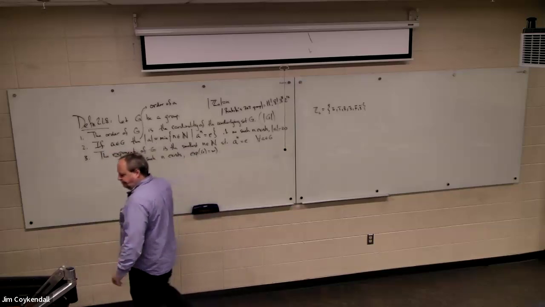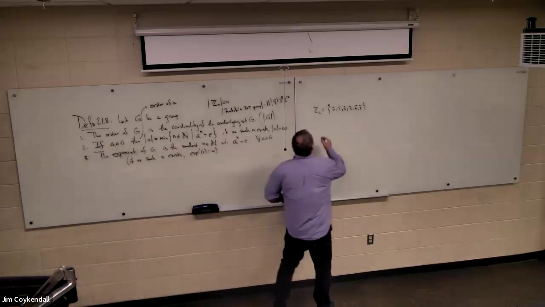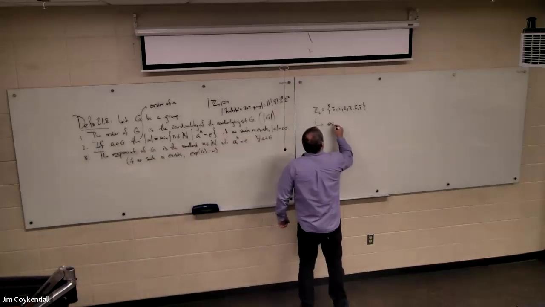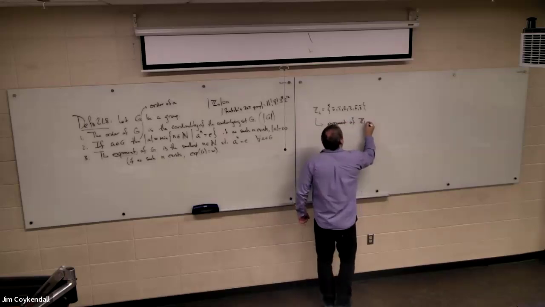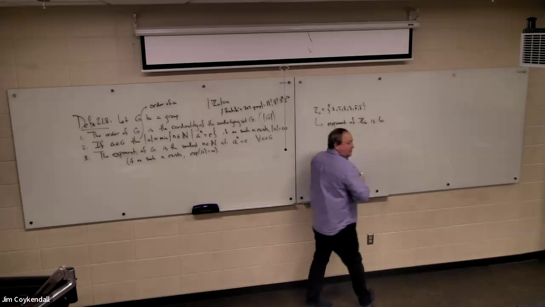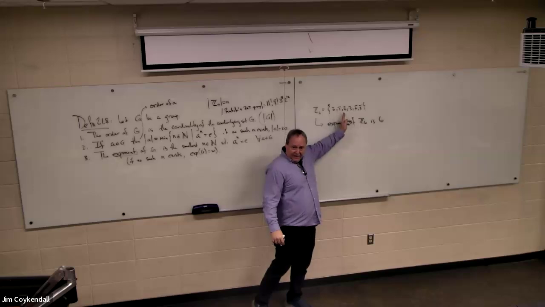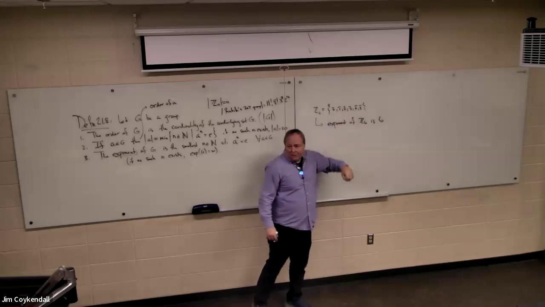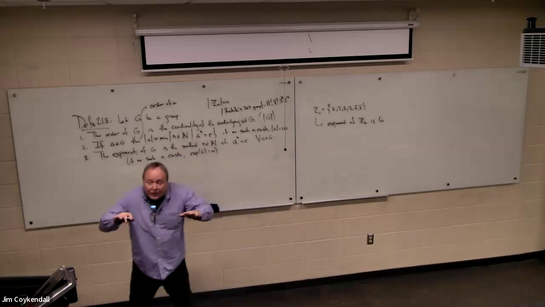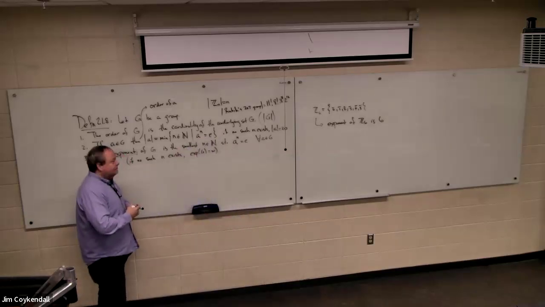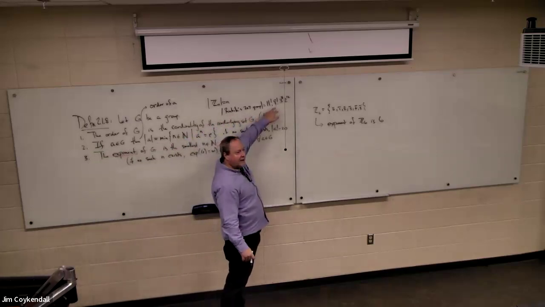Here, the exponent of this group is 6. That's the smallest integer. If you take anything in this group and add it to itself 6 times, it'll be the identity, and that's the smallest one that works for every single element. The exponent of the Rubik's group will be actually some divisor of this.